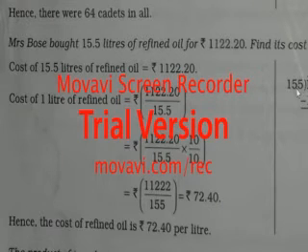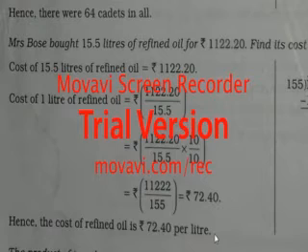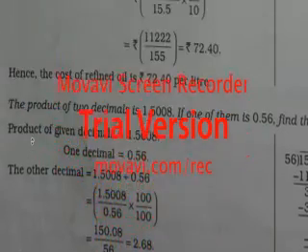So what happens, per liter cost of this refined oil is rupees 72.40. It has been written here, and in sentence it has been said, hence total cost of refined oil is rupees 72.40 per liter. So whenever there is a word problem, try to write the answer in a statement. Okay.